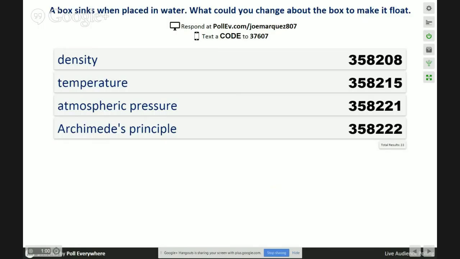Okay, we have 22. Now remember, if you don't know it, take a guess, right? This is anonymous. So I don't know. I can find out who you are, but I'm not going to. It's anonymous. So just take a stab at it, right? Or talk amongst your group. I have 24. Let's go ahead and take a look.